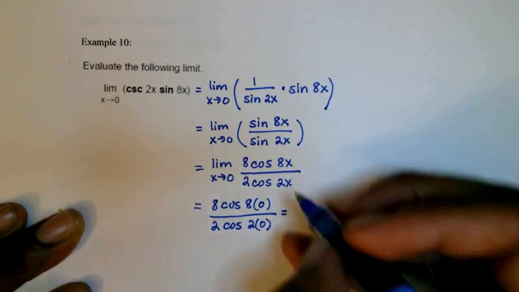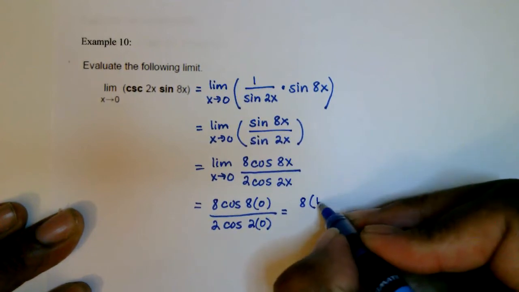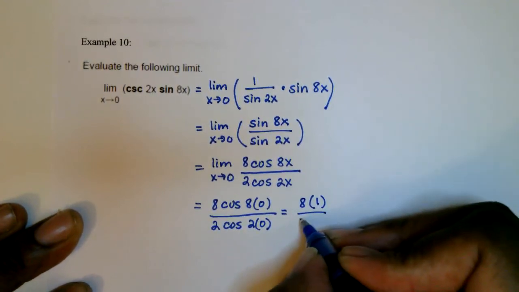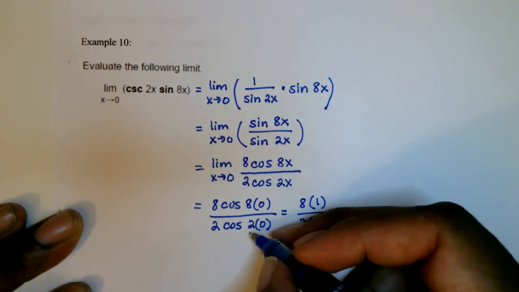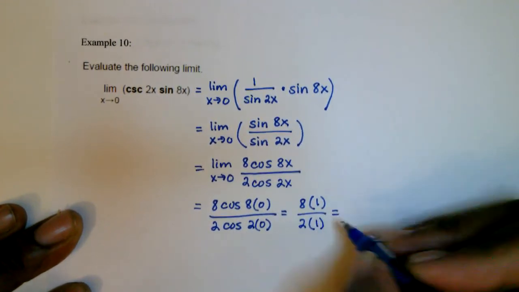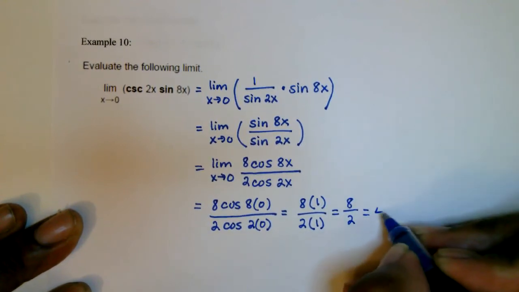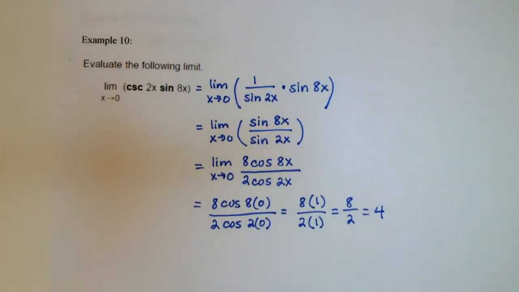8 times 0 is 0. Cosine of 0 is going to be 1. The denominator will be 2 times. 2 times 0 is 0. The cosine of 0, again, that's going to be 1. So this will be 8 divided by 2, which ends up being 4. So the limit as x approaches 0 of cosecant of 2x times sine of 8x will be 4.